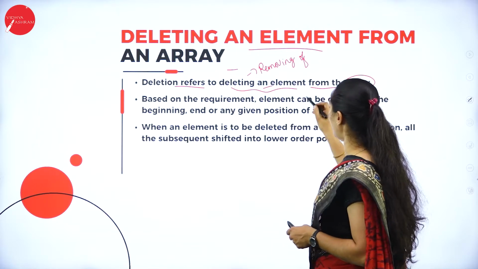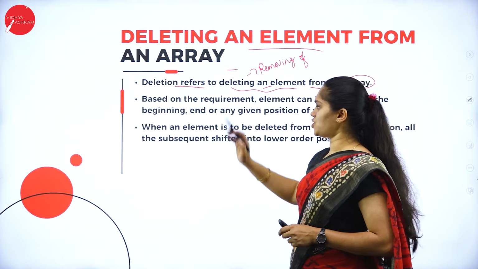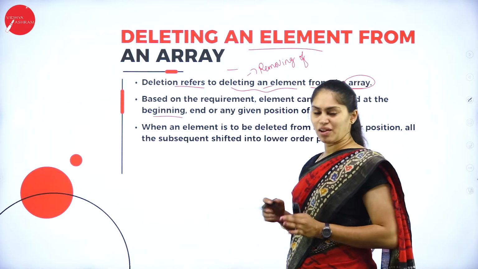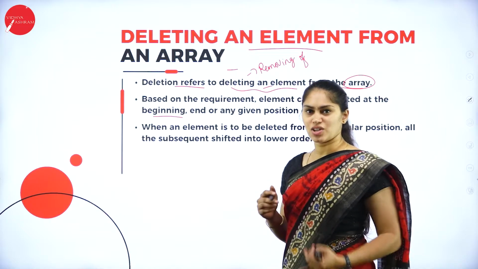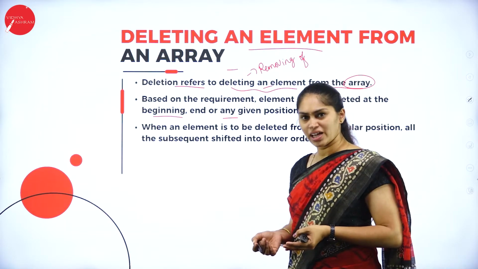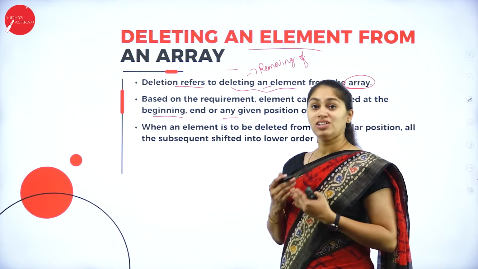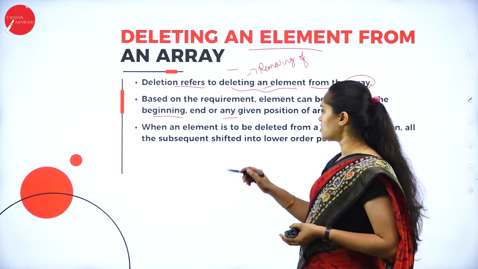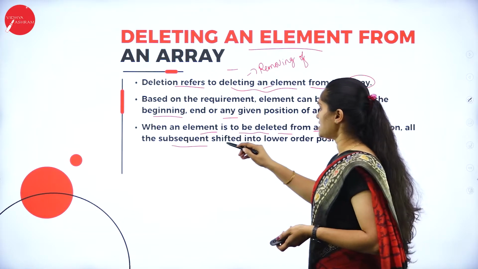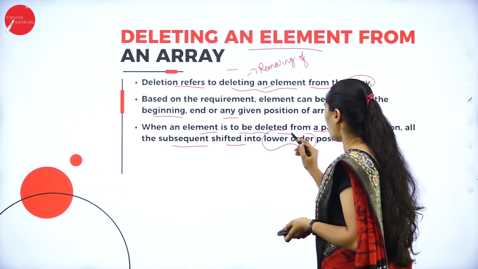Removing an element from the array is called deletion. We can delete an element just as we did for insertion: at the beginning, at the end, or at a specific location. When an element is deleted from a particular position, all the subsequent elements shift to the lower-order position.